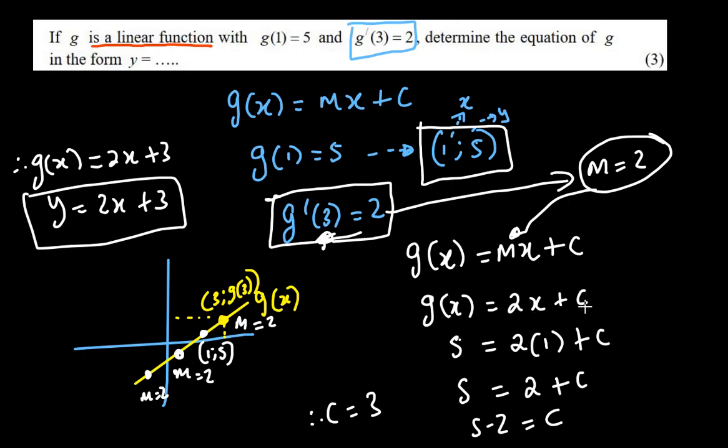Then to get c, we always substitute a point. So we substitute this point here, 1 and 5. Why didn't we substitute this point, 3 and g of 3? Because we don't know g of 3. We don't know the y value when x is 3, so we can't use this point. That is why we use the point that we were given here to get c. Alright? Great. That was a mouthful.